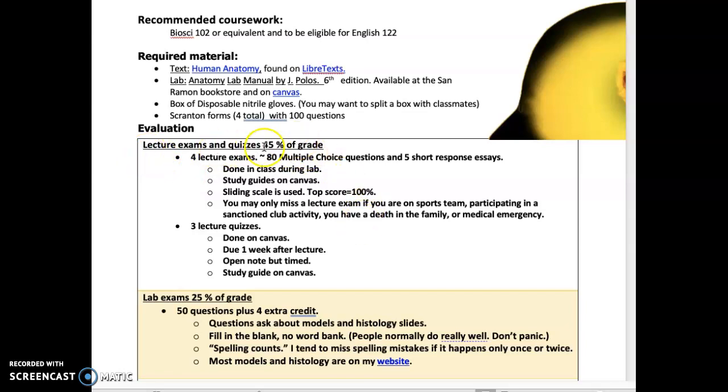They are worth 45% of your grade, and I explain these in more detail in another video. Basically, they're done in class. The study guides are on Canvas. It's a sliding scale, top score is 100%, and you may only miss it for a sports team, club activity, death in the family, or medical emergency, which includes being positive for COVID. And I'm happy to say that did not come up at all last semester.